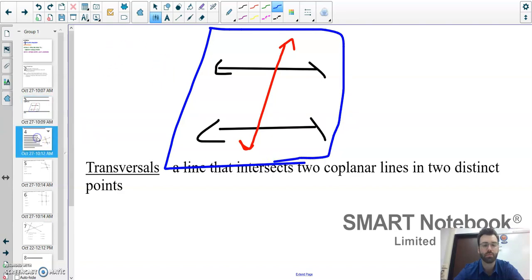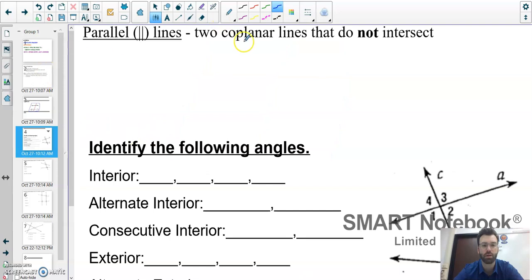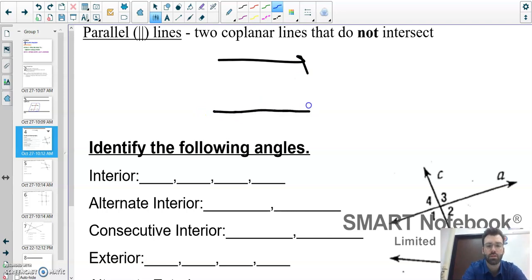Alright. So, let's talk about angle pairs. Okay, parallel lines: two coplanar lines that do not intersect. Remember, you've talked about parallel lines in your previous classes. If I have two lines that are parallel, they're never going to intersect. They'll never intersect.